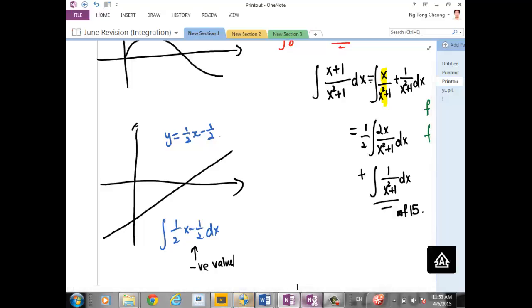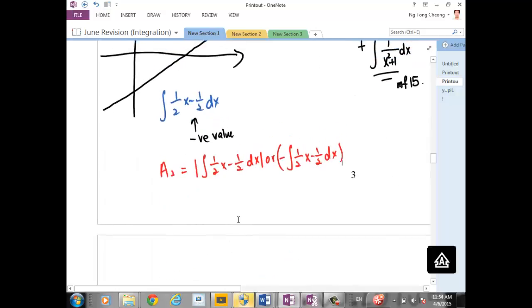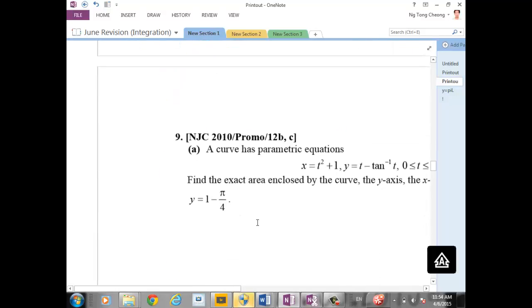So this is a negative value, but if you want your A2, it will be either the modulus of this, or just the negative of it. If no question, let's go on to the next one.